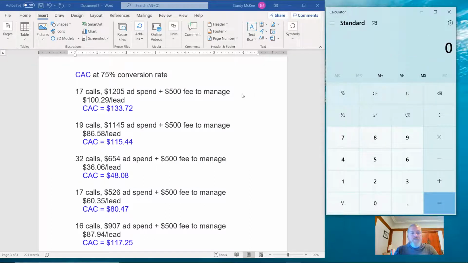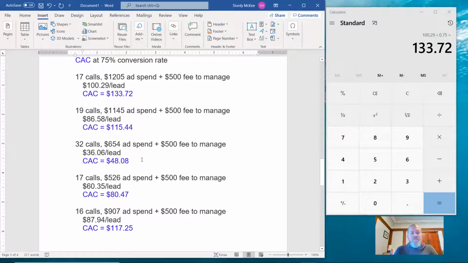So plug in your own numbers and figure it out. Basically, the way I've done this is I took the $100.29 and divided it by 75%, ending up with a customer acquisition cost of $133.72. In each of the examples outlined, we've got the customer acquisition cost down here under each example, and I want you to do that for yourself. 48 might not be bad, right? 132 might not be bad. It depends on what your profit margin is, right?